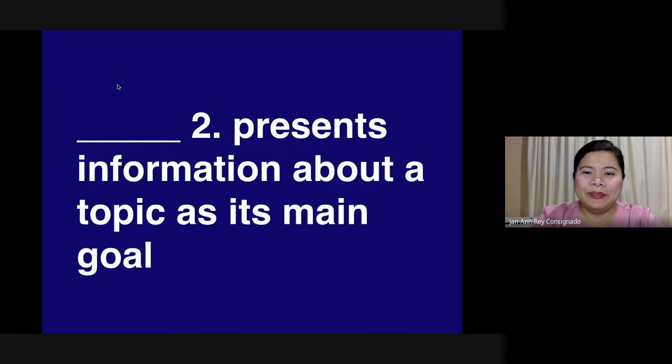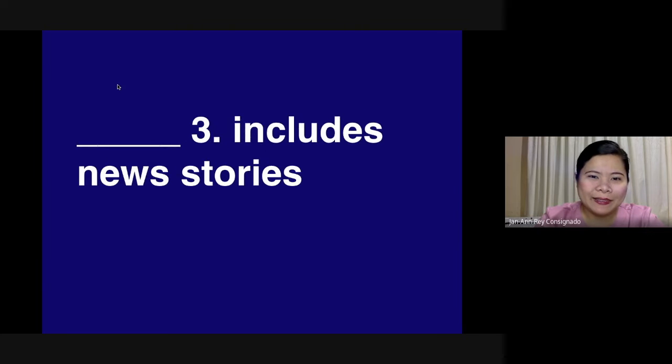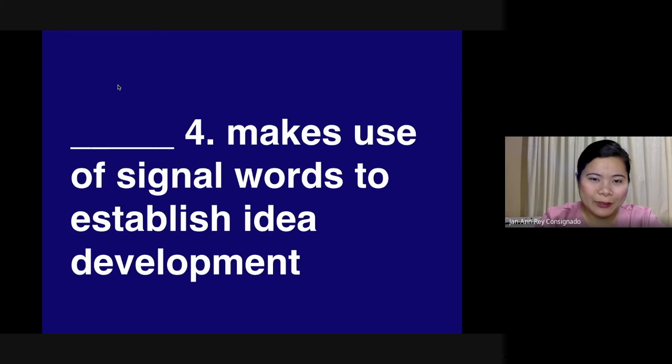Number two, presents information about a topic as its main goal. Number three, includes news stories. Four, makes use of signal words to establish idea development.